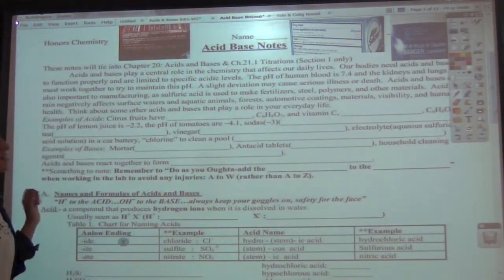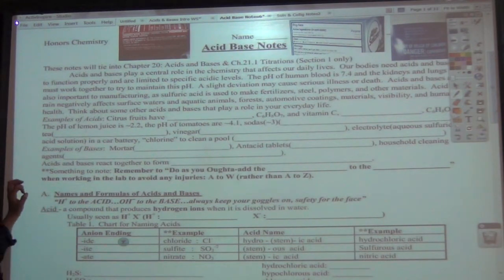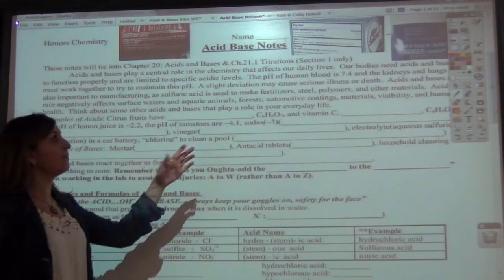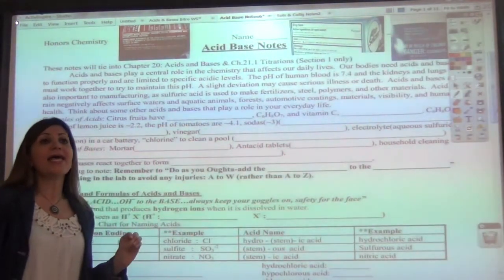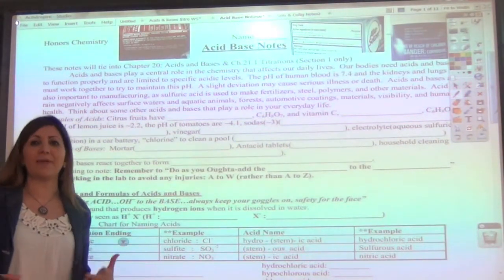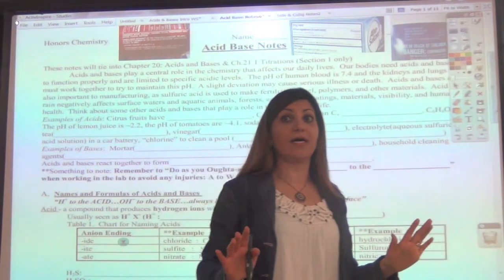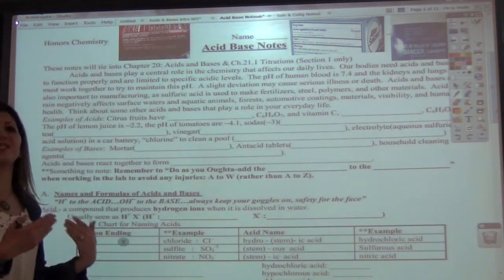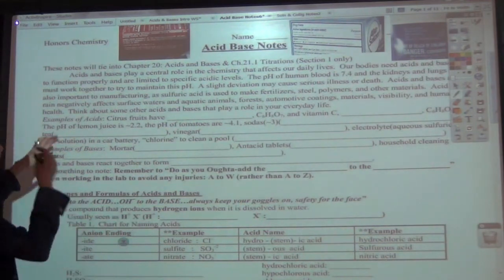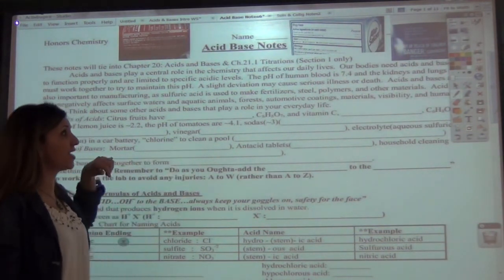Acids and bases play a central role in the chemistry that affects our daily lives. Our bodies need acids and bases in order to function properly. For example, human blood is at a pH of about 7.4, and your body tries to maintain that particular pH, and if it doesn't, you could what? You could die, okay? The kidneys especially work to do that, and the lungs will work to try to maintain that. A slight deviation may cause serious illness or death.